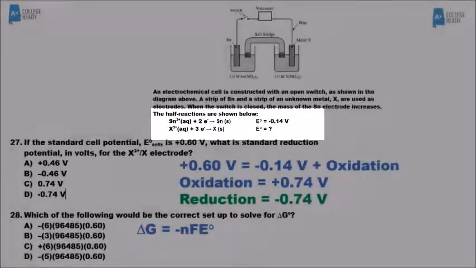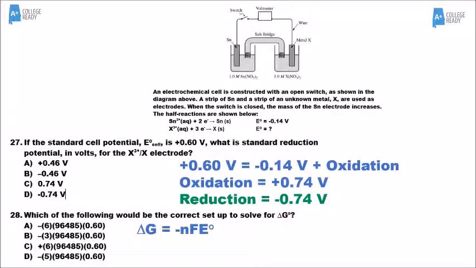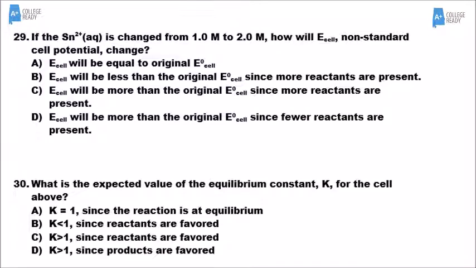So it comes down to what is the least common multiple, what number do 2 and 3 have in common, which is 6. Therefore, the delta G would be negative 6 times F times E, and that correct answer would be A. 29 has to do with the Nernst equation, so let's remind you what that looks like.